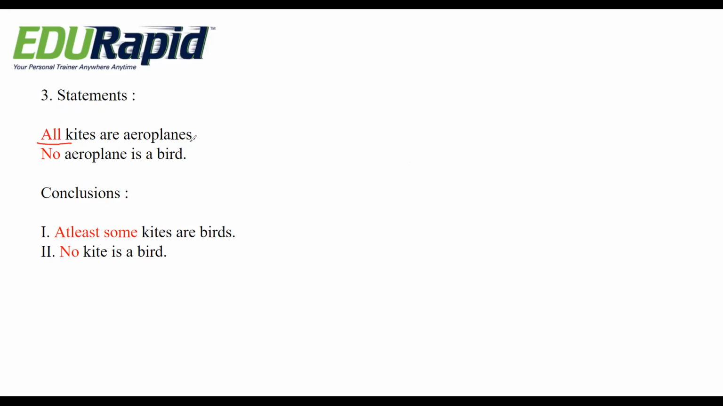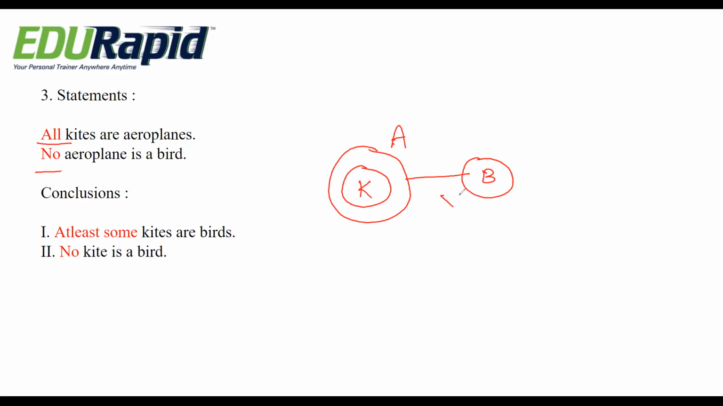All kites are aeroplanes, and no aeroplane is a bird. Okay, coming to the conclusion, at least some means some. Some kites are birds.